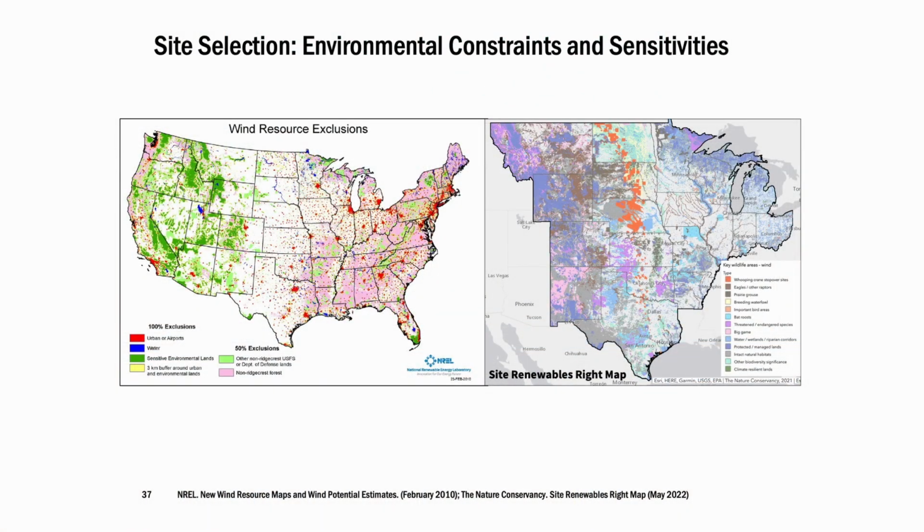NREL does a regular assessment of the technically recoverable wind energy resource in the US. This map shows areas of the US that they excluded because of various constraints like where cities are located, but importantly, where there are sensitive environmental lands or water. You see a significant amount of what they call sensitive environmental lands in the West, where wind energy can't be developed because it's a national park or other protected lands.